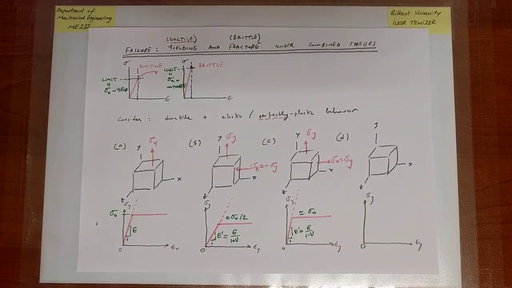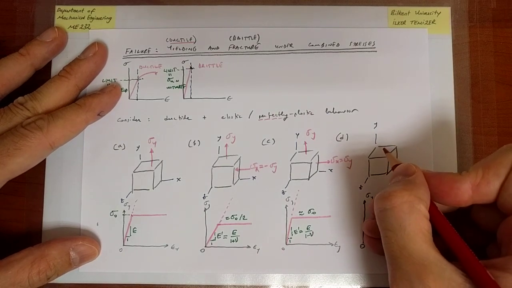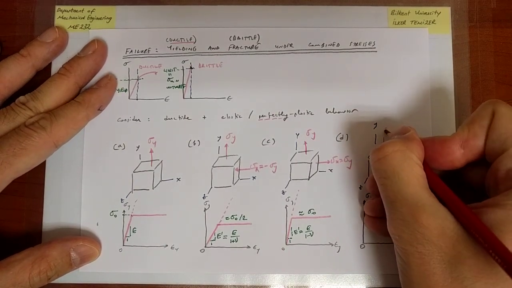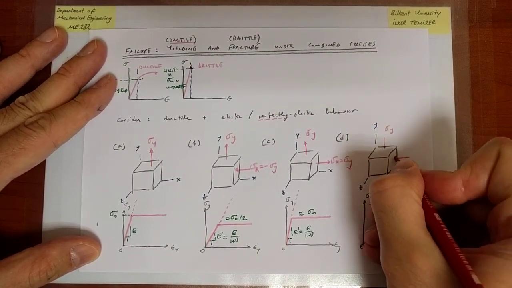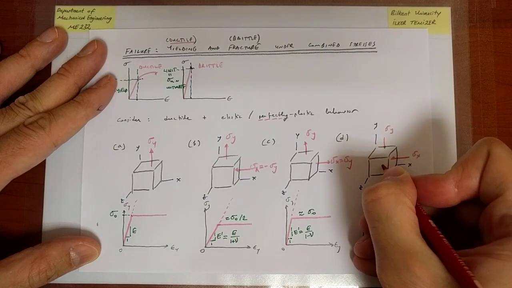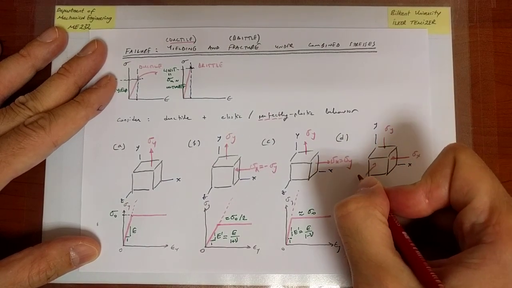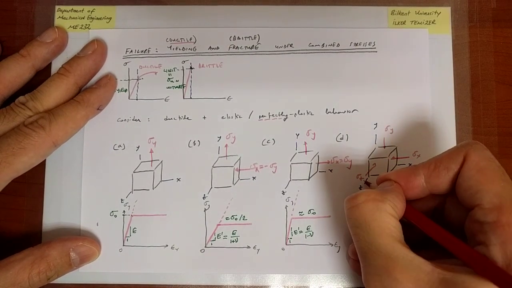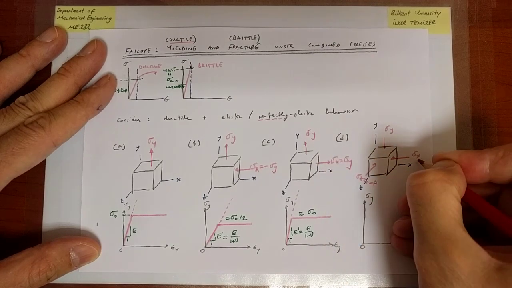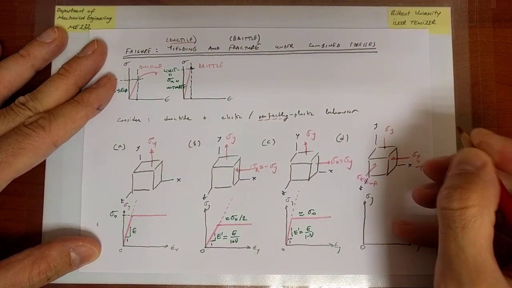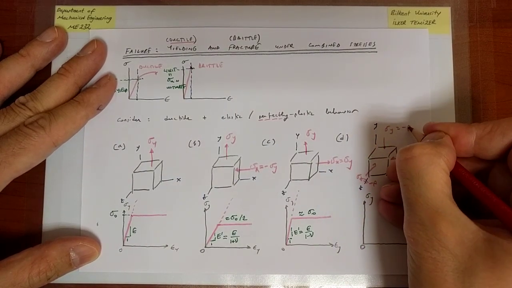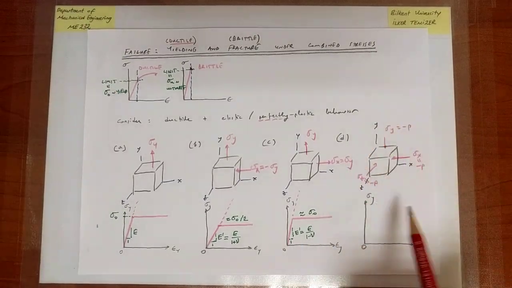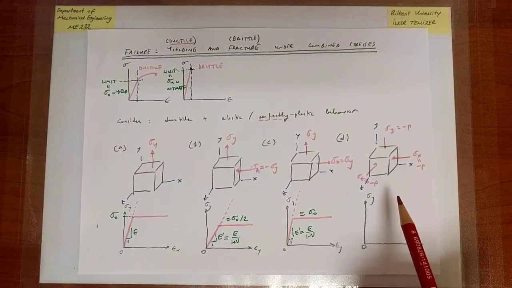So let's put yet another one. In this particular case, we are going to take the material, again, this is an idealization, and we're going to compress it in a way that the stresses are the same in every direction. And let's call it minus P. We understand that P is pressure greater than 0, so that's a compressive hydrostatic state of stress.